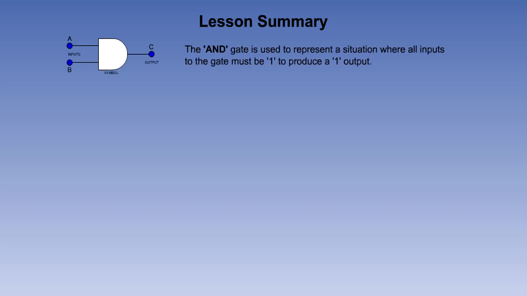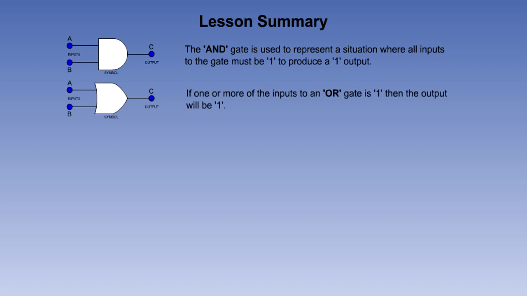Here is a summary of the main points from the lesson. The AND gate is used to represent a situation where all inputs to the gate must be 1 to produce a 1 output. If any input is a 0, the output will be 0. If one or more of the inputs to an OR gate is 1, then the output will be 1. The OR gate will only give a 0 output if all of its inputs are 0.